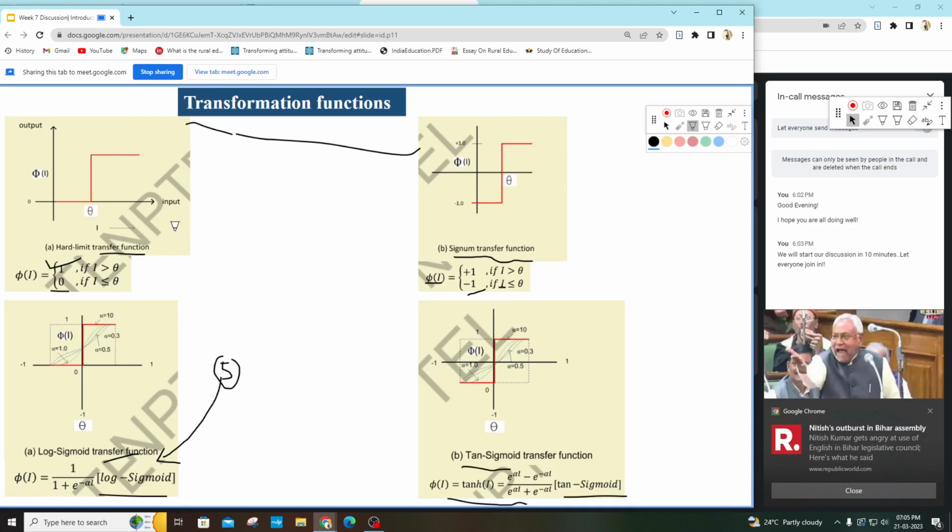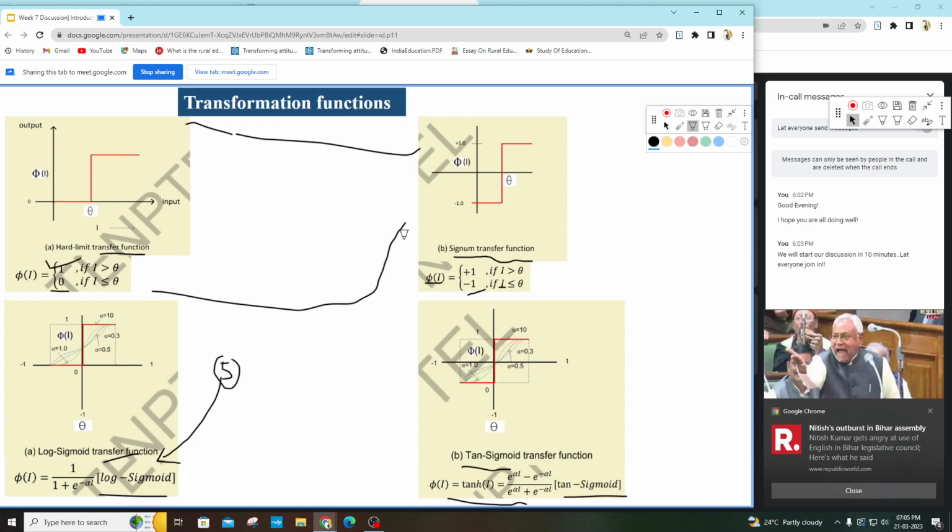In the input layer, we do not require more calculation, we do not require more complexity. So that is why in the input layer, out of these two, we basically use the first one as well as the second one, that is the hard limit transfer function and the signum transfer function. Basically, these two we use.